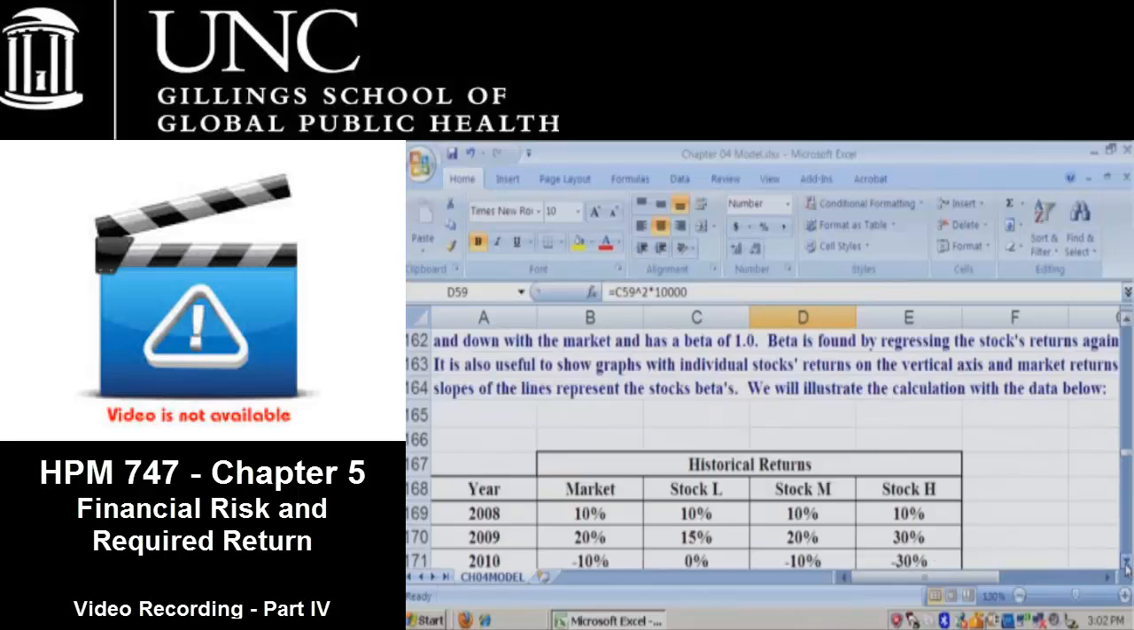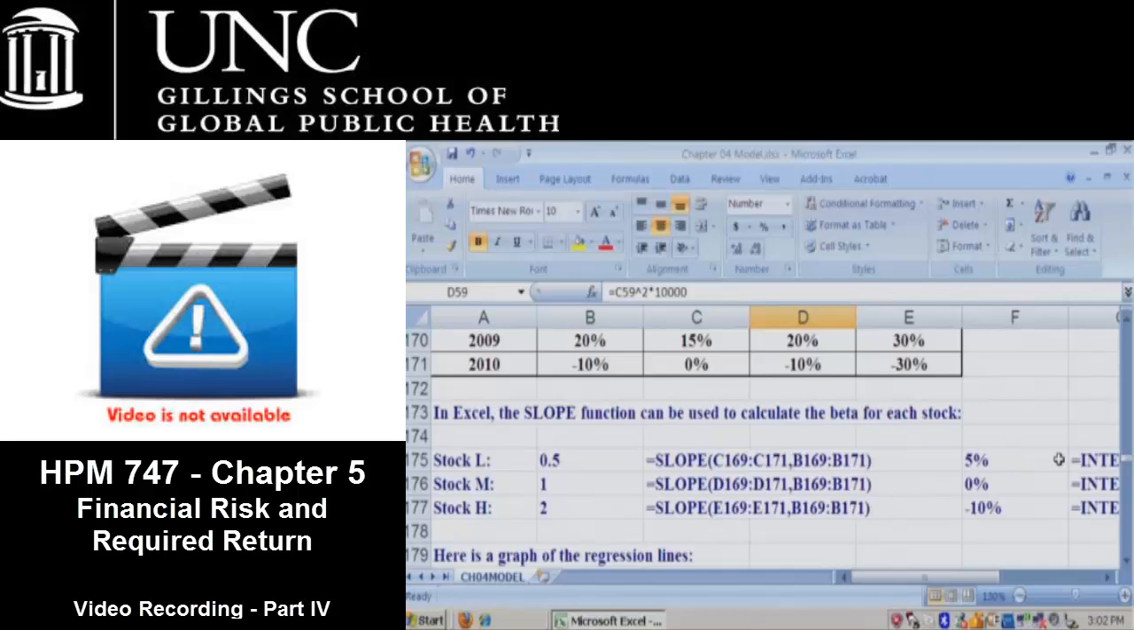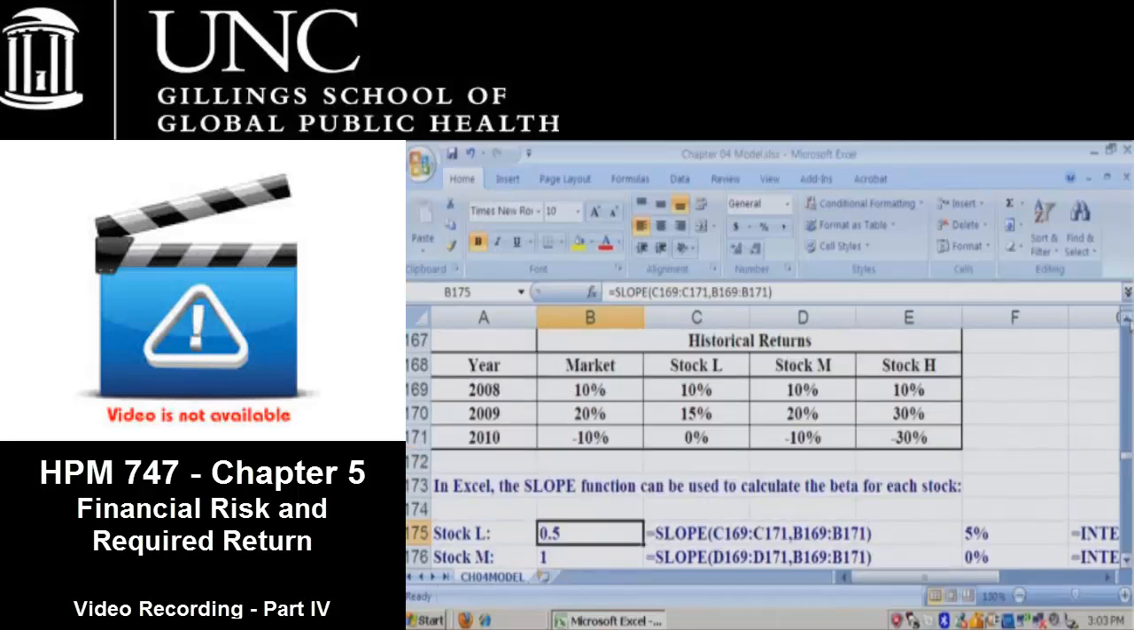Calculation of beta. So here we've got our stocks, the L, M, and H, and there's the market at 10, 20%. So you can, in fact, use the slope function in Excel. And all we're doing there is simply regressing stock L against the market, C69 to 71 against B69 to 71. And that tells you the slope is 0.5. That is the beta.